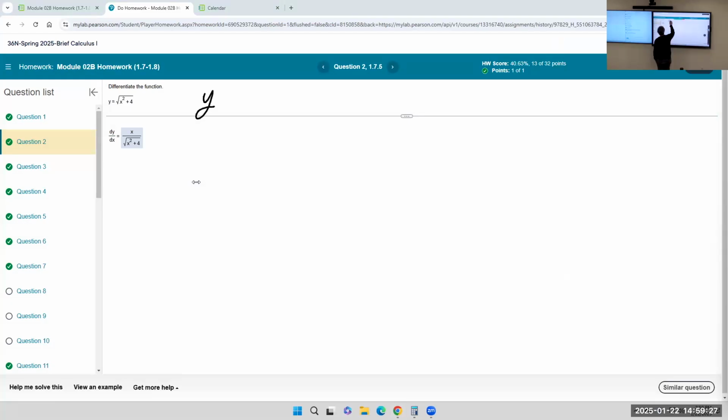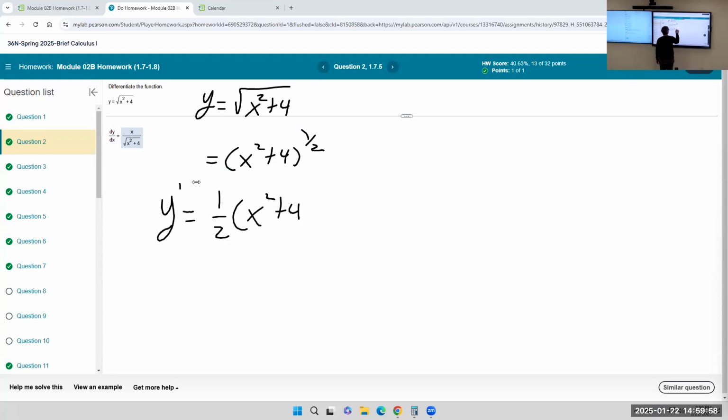So I have y equals square root of x squared plus 4. And the first thing I'm going to do is rewrite this, right? So (x squared plus 4) to the 1/2. I'm going to get rid of that square root and replace it with a 1/2. The rule is you take the derivative of the outside, so 1/2 (x squared plus 4), and then it'll be 1/2 minus 1, so negative 1/2. Then we multiply it by the derivative of the inside, x squared plus 4, 2x.